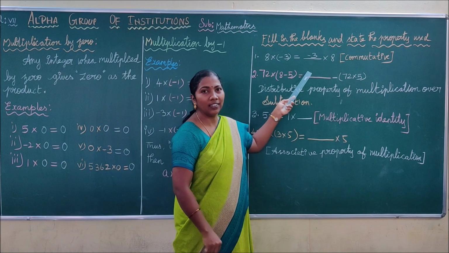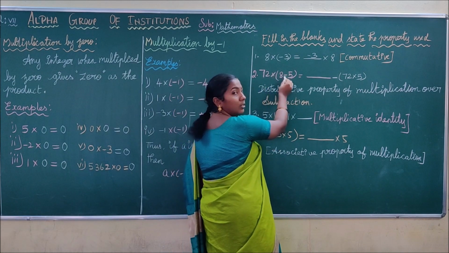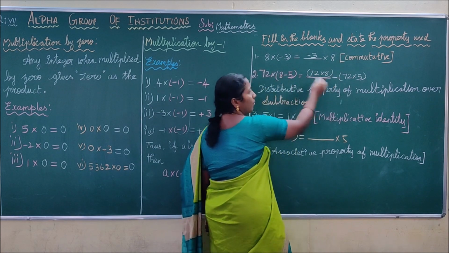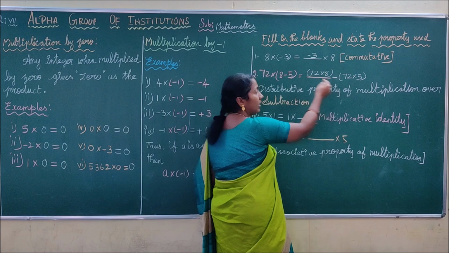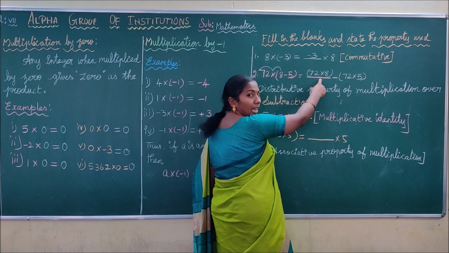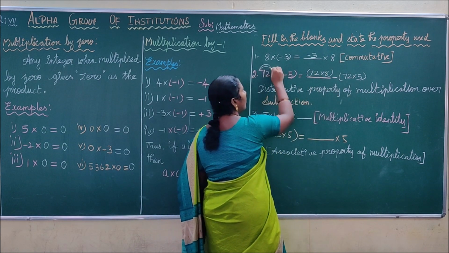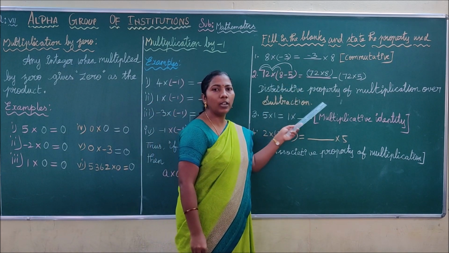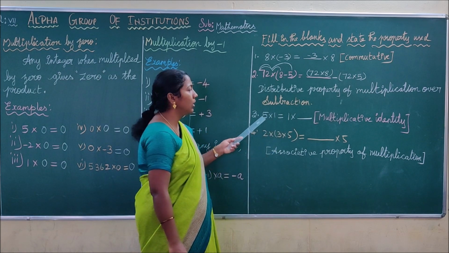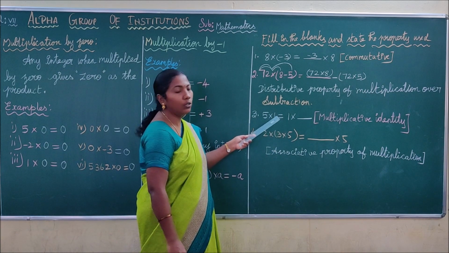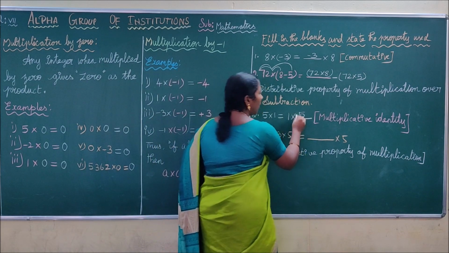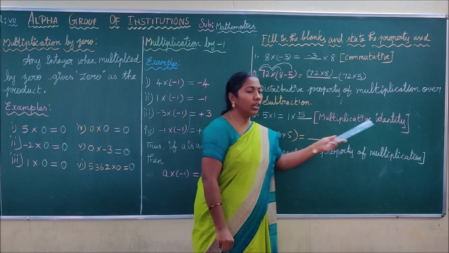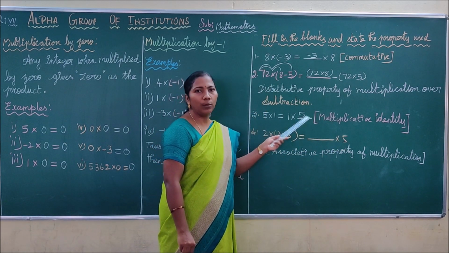Next, see one. What is the answer here? 72 into 8. Very good. 72 into 8 minus 72 into 5. It's clear, children? Thus the property here is distributive property of multiplication over subtraction. See the next one. 5 into 1 is equal to 1 into 5. What is the property used here? Multiplicative identity. Okay. Thus 5 into 1 or 1 into 5, both are the same.